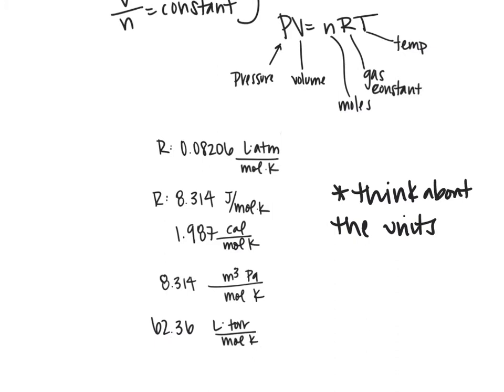The R value you need corresponds to which of these you have. If your pressure is in atmospheres, you could use the first value. If it's in pascals, you could use the third value, etc. So we can kind of think about these in different ways. So let's look at using this in an example.